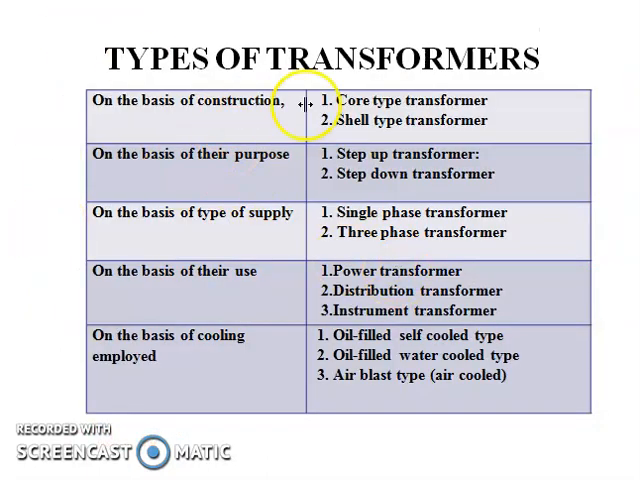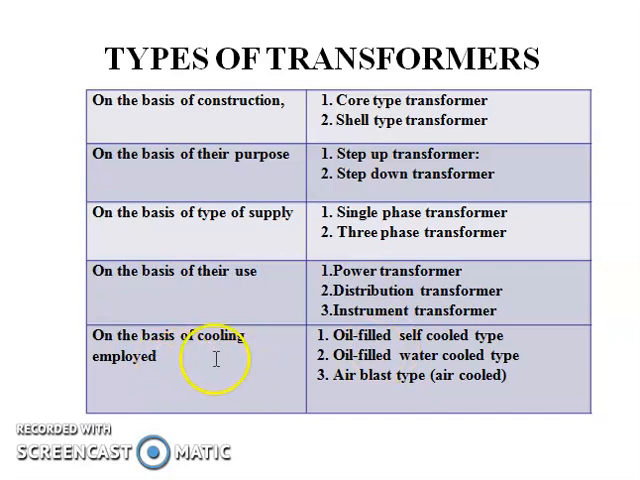Let us glance at the types of transformers we have. Broadly, transformers are classified based on construction: core type and shell type. Based on purpose, there are step-up and step-down transformers. Based on the type of supply, there are single phase and three-phase transformers. Based on use, they are classified as power transformer, distribution transformer, and instrument transformer.